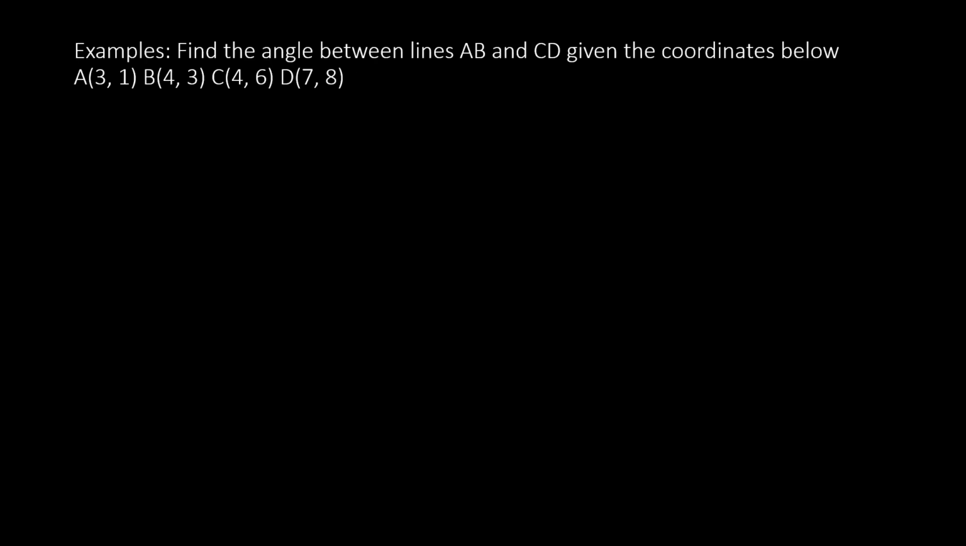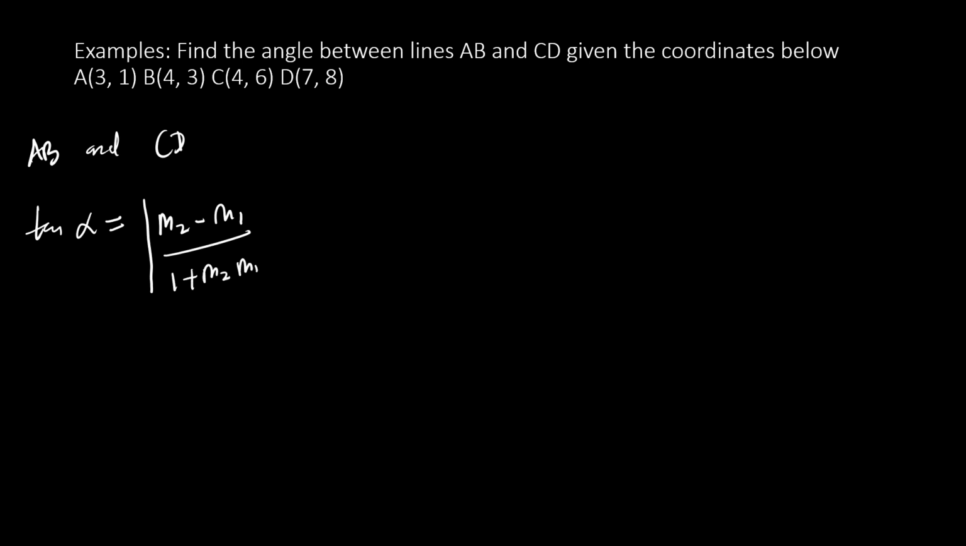As an example, let's look at this question. Find the angle between lines AB and CD given the coordinates below. We have to find the angle between line AB and line CD. Let's write out our formula again. We know that if you are looking for alpha, which is the angle between two lines, you're going to have tan alpha equal to the absolute value of m2 minus m1 over 1 plus m2 m1. Now we have gotten our formula.